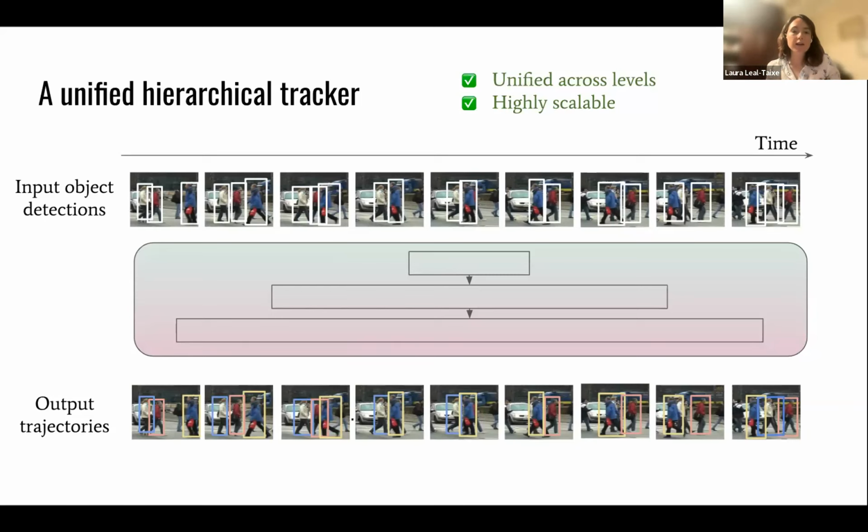Now, what do I mean by a hierarchical tracker? I mean a tracker that takes 5 frames as input. It finds the tracklets for these 5 frames. And then you go to the next level and you find tracklets for 25 frames. And you go to the next level and you find tracklets for 75 frames. And you keep growing and growing and growing until you reach the whole sequence, if you will.